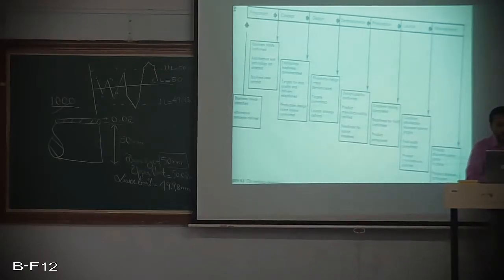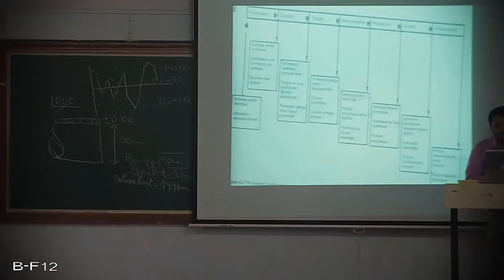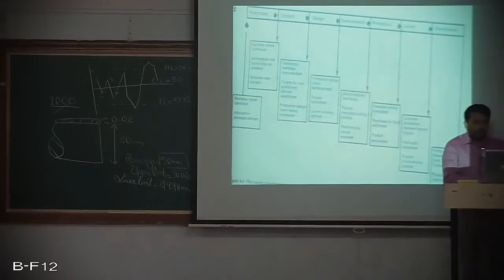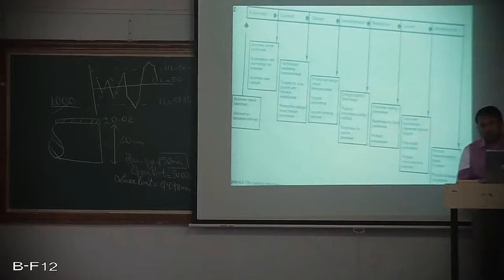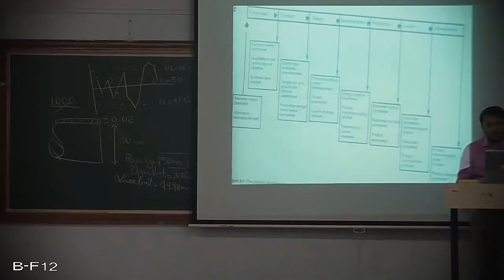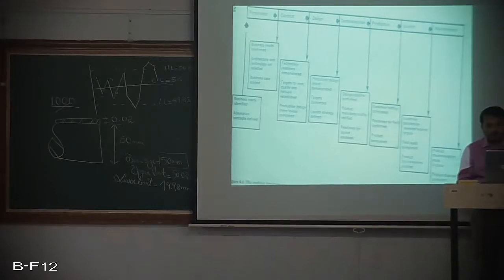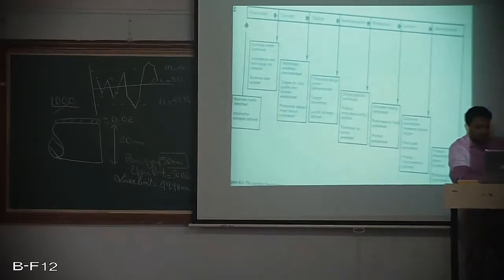Here production design intended demonstration is done, targets are committed, launch strategy is defined in this design phase, and then the demonstration. Design stability is confirmed, product manufacturability is verified, readiness for launch is assessed, whether we need to go for launching of the product and what are the preparation we need to go for launch before launching is done in this particular demonstration phase.